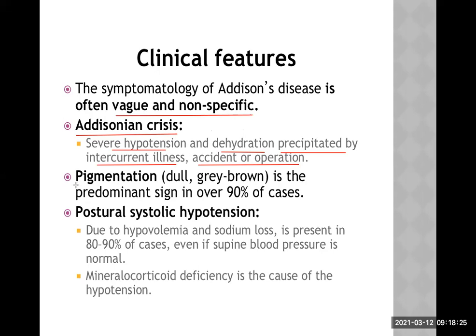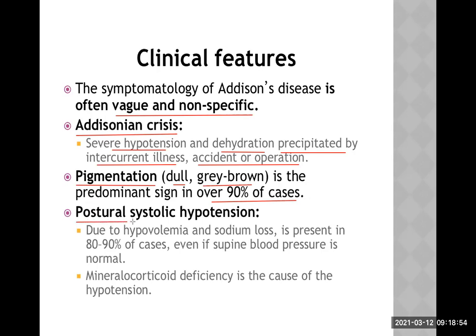Now, another important clinical feature is pigmentation. Dull to gray brown or even black pigmentation is a predominant sign in over 90% of the cases. And the reason I already explained to you: the ACTH, which is present in excessive amount in primary hypoadrenalism or Addison's disease, is stimulating the melanocyte to produce more melanin.